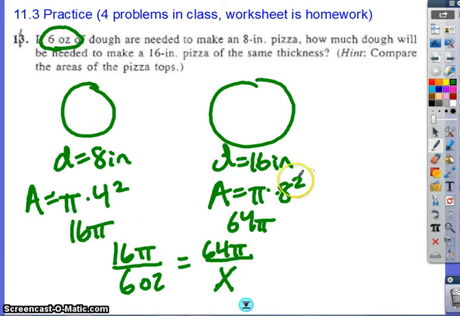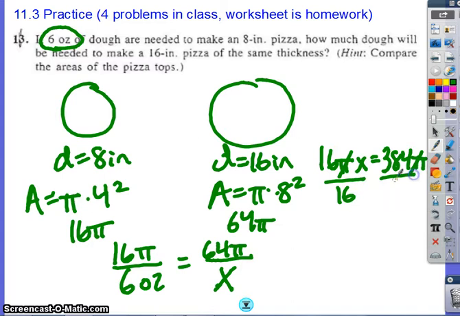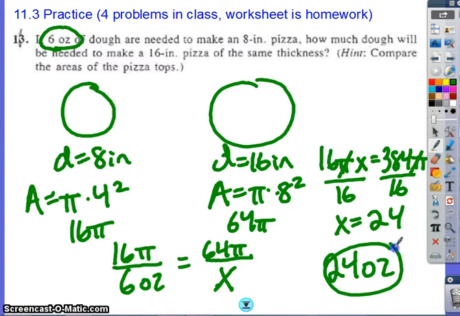When I cross multiply to solve, I'm going to get 16 pi x equal to 6 times 64, and that's going to give me a total of 384 pi, because we still have that pi on there, so 64 pi times the 6 there. The pi's can cancel out on either side of the equation, which leaves me with just dividing by 16, and my x is going to come out to 24 then. Remember that this represented my amount of dough that's needed, so I want 24 ounces of dough.